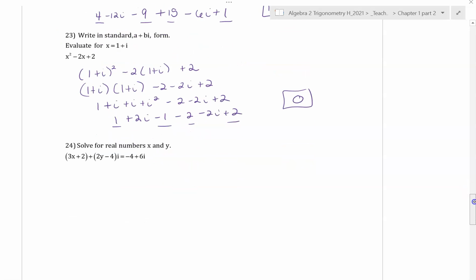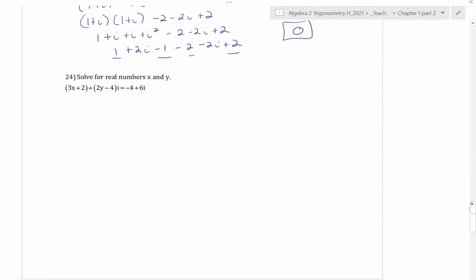All right, here's number 24. So this one is a solve. Notice there's an equation, there's an equal sign, and x and y are both real numbers, so we need to solve for x and y. So what we might want to do first is try and compare the real part on the left side of the equation with the real part on the right side of the equation. So we know that 3x plus 2 must equal negative 4.